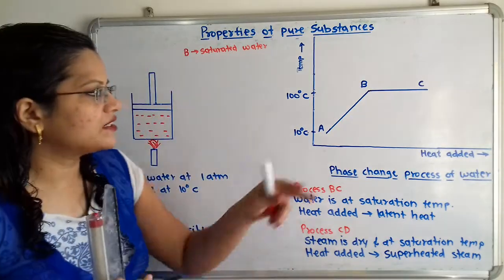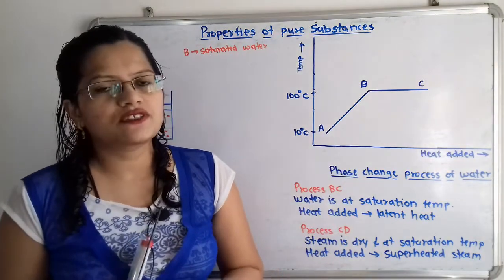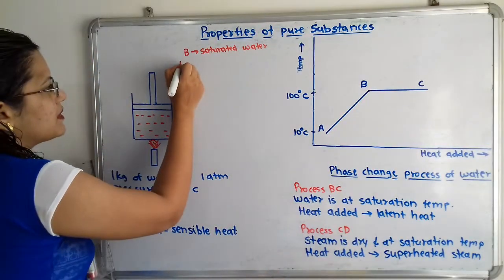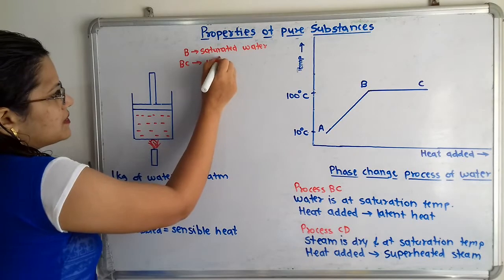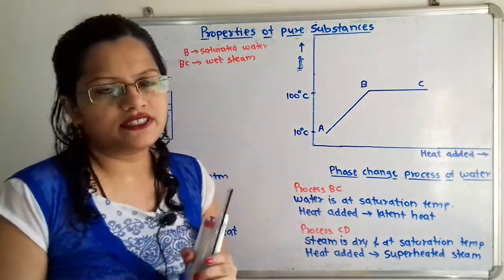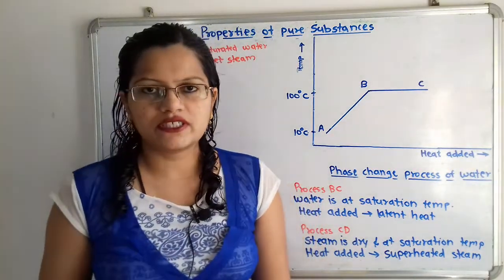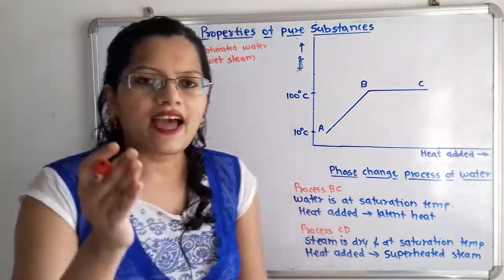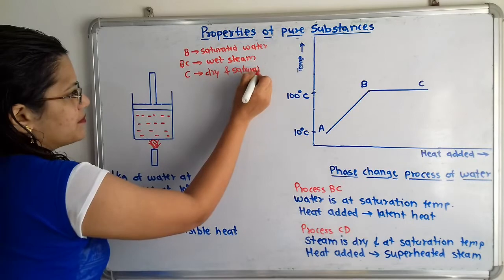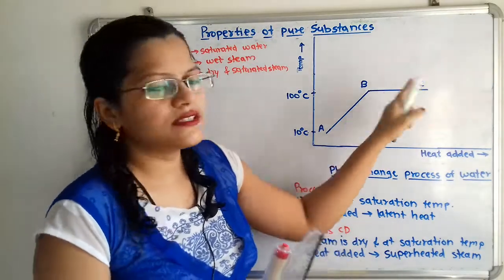During this process B to C, in between B and C, there is wet steam, because the steam has some water vapors or moisture in it. So in between B and C, steam is known as wet steam. Now what happens at this point C? At point C, all the water is converted into steam. So this point C is known as the dry and saturated steam. Dry and saturated steam. There are no water particles at this point C.